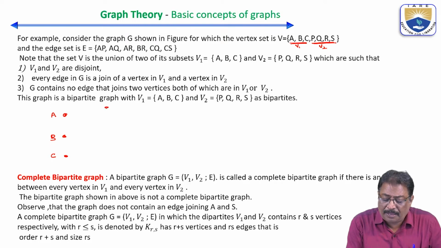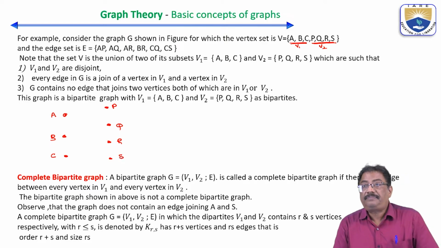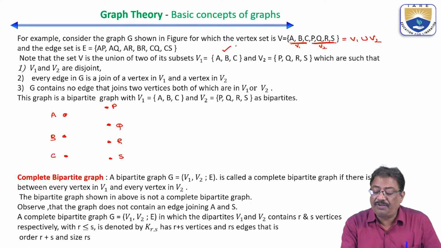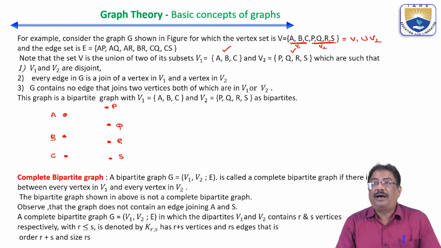Now I am going to take this vertex as P, the next vertex as Q, vertex R, and vertex S. So now this vertex set can be partitioned into V1 union V2, whereas V1 intersection V2 is equal to the null set. They are disjoint.